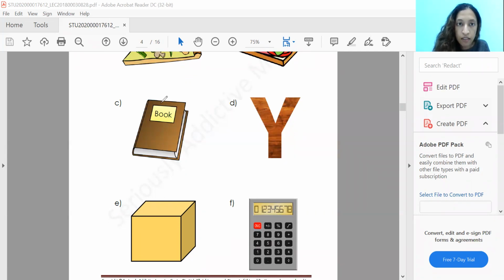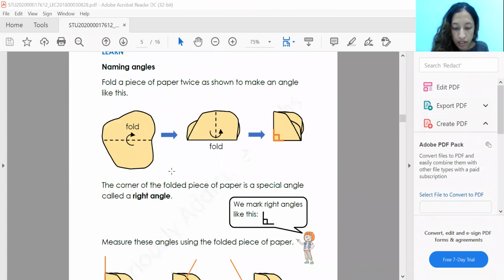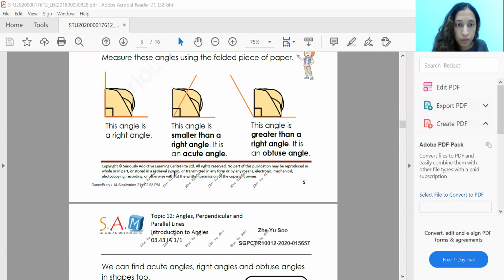So let's see. For C, where can you see the angle? Can you see that this is a straight line? This is a straight line as well, and that they meet. So we can draw the angle right over here. What about D? Okay, where are the two straight lines that you see? Okay, let's choose this and this. So there we have it. All right, so basically that's the concept of angles. All right, so let's see, we can go on to page.